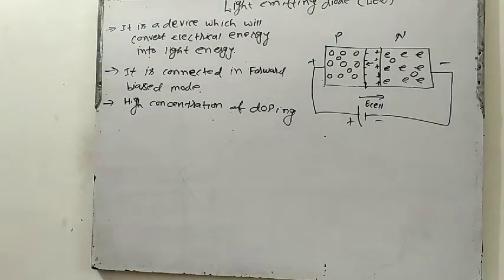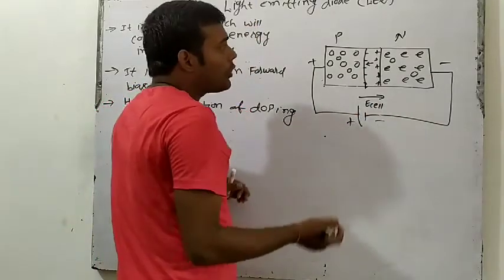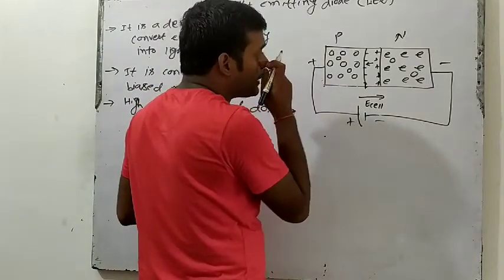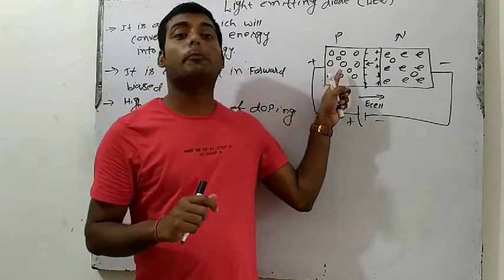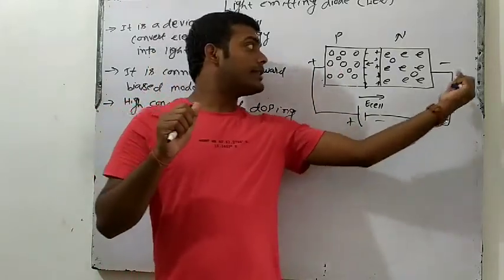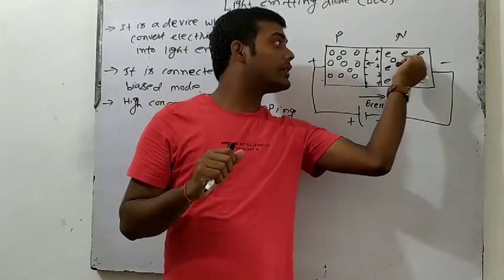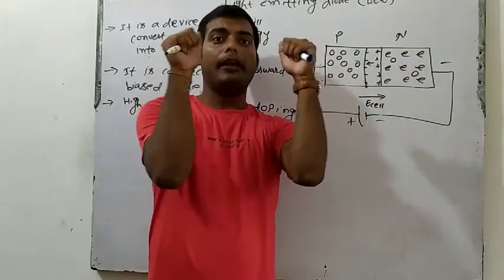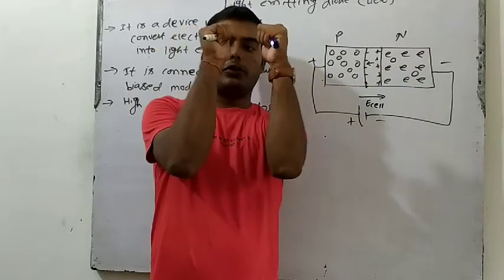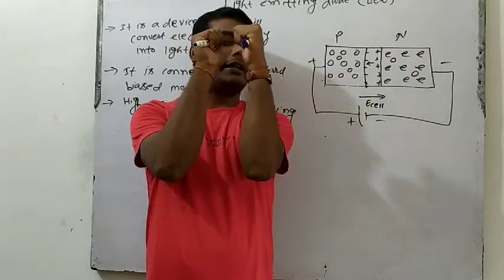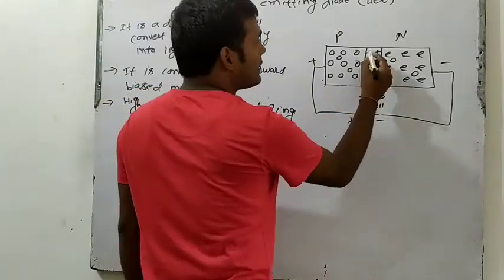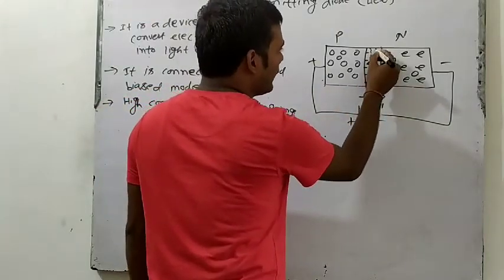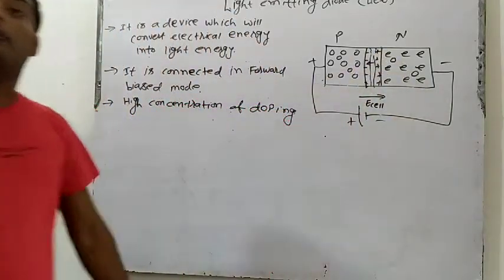Now what will happen? If there is a lot of charged particles and this is forward bias mode, then this positive will repel this positive, this hole is also positive in nature, and this negative will repel this negative because this is electron, negative in nature. So a force will act like this. Positive will repel positive and negative will repel negative. So depletion region width will decrease. It will come closer, and when the depletion region width decreases, what can happen?